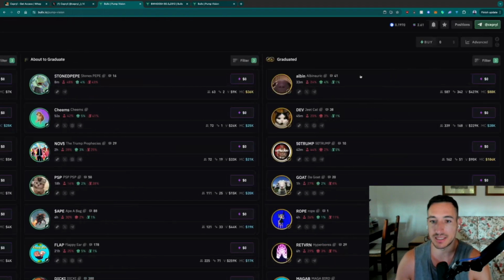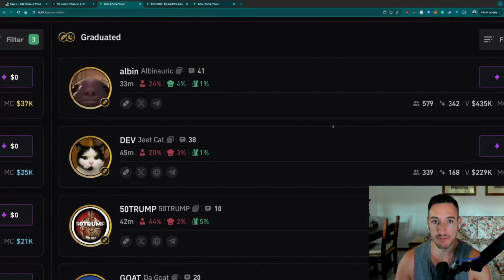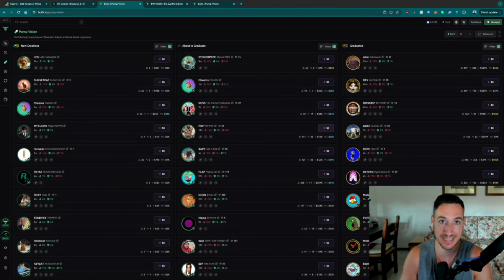And graduated, what the hell is this? These are pairs that have just launched on Jupiter. If you're not familiar with the Pump Fun process, as soon as a pair is launched on Pump Fun and goes to 100%, it goes automatically to Raydium and Jupiter as a decentralized exchange pair, and you can trade them there. And that is also the moment in which you see the charts go down in the majority of cases because the early investors will take profit, but that's the story for another video.